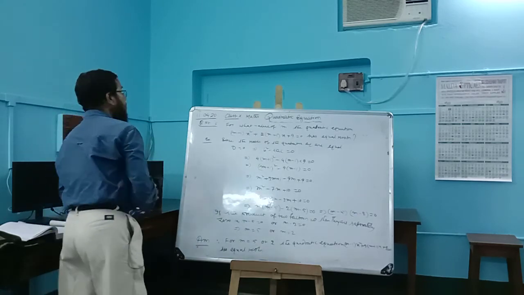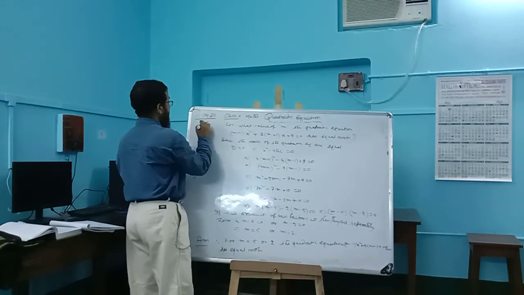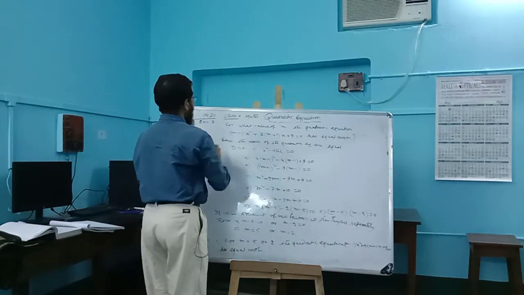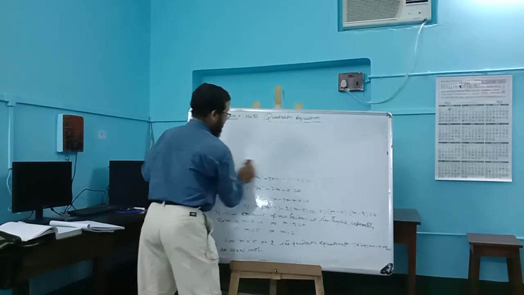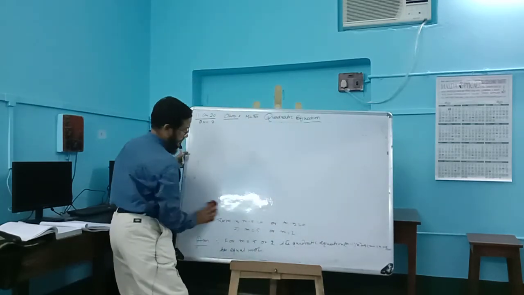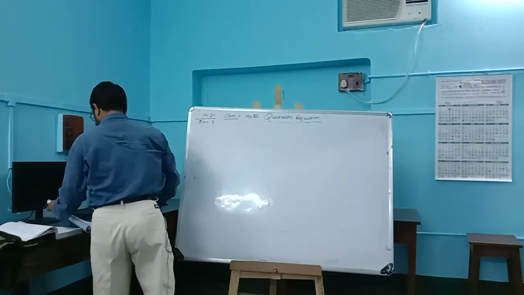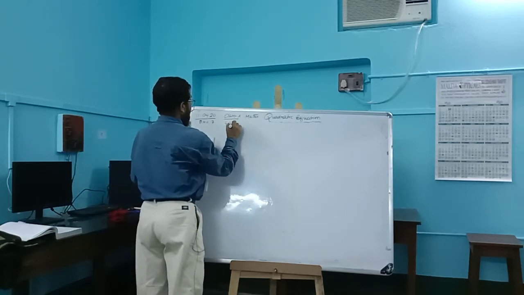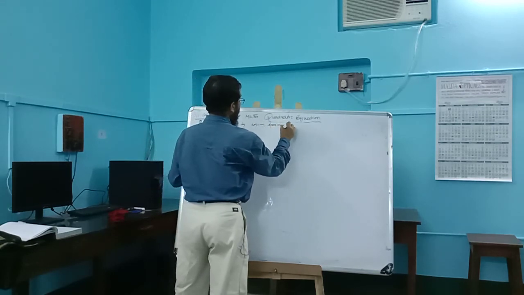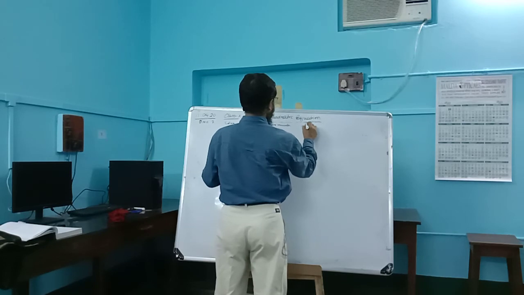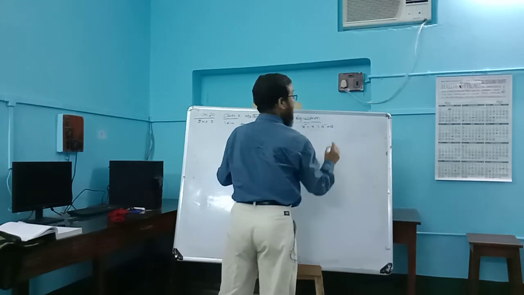Next question, we will solve question number 7. Question number 7. By using the formula, we will solve the quadratic equation. Solve by using formula x square plus x equal to a square plus a.